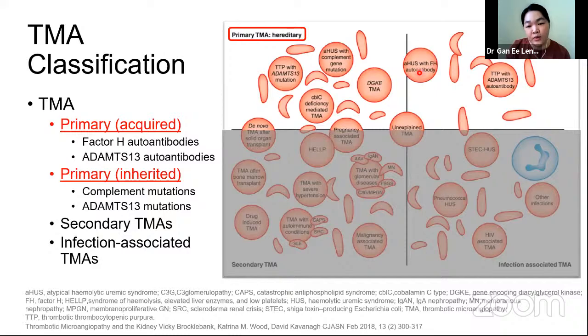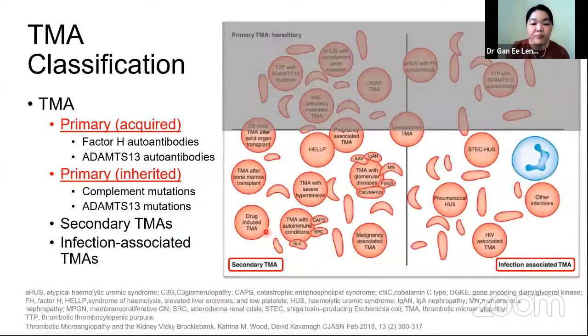Then the aHUS. The left upper quadrant is basically the primary TMA hereditary form. So we have congenital TTP here. We have many genes controlling the regulation of the complements, so we have aHUS with complement gene mutation. We've got DGKE TMA. We've got cobalamin C deficiency mediated TMA. So this is primary, not associated with other illnesses. On the left hand is hereditary, on the right hand acquired.